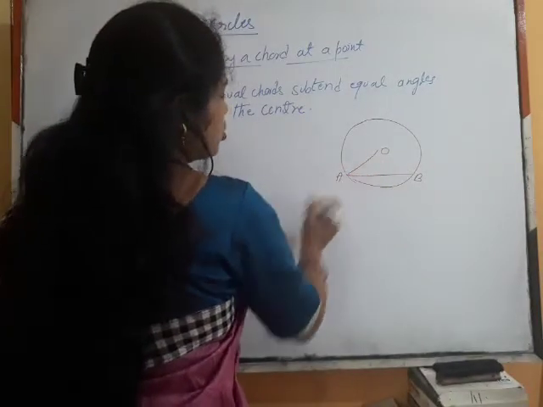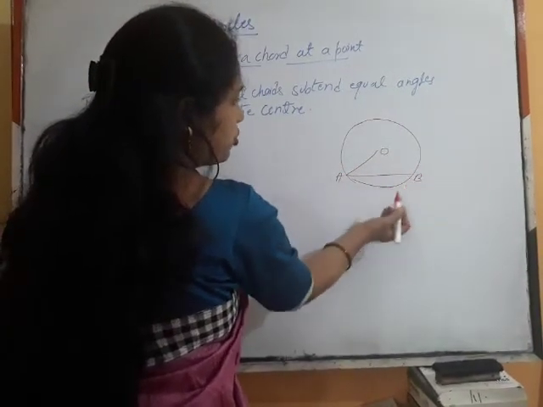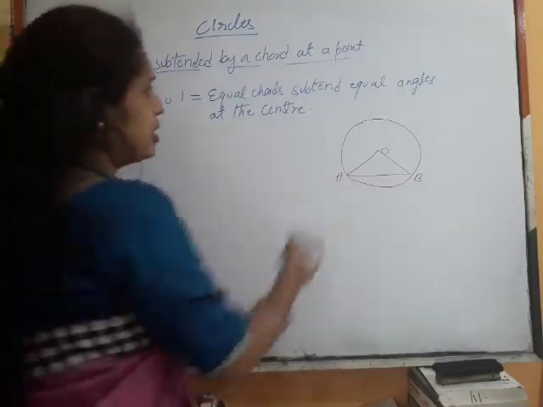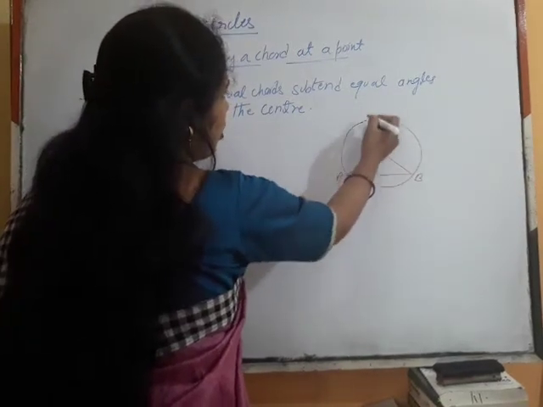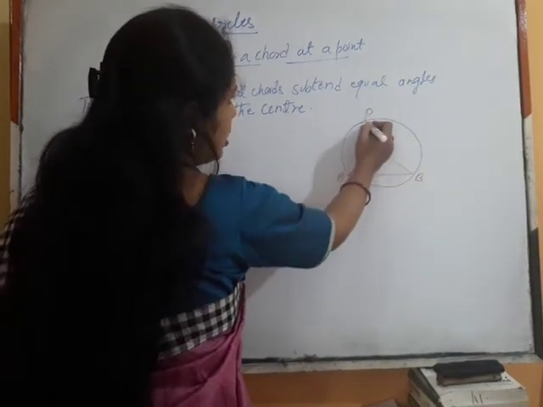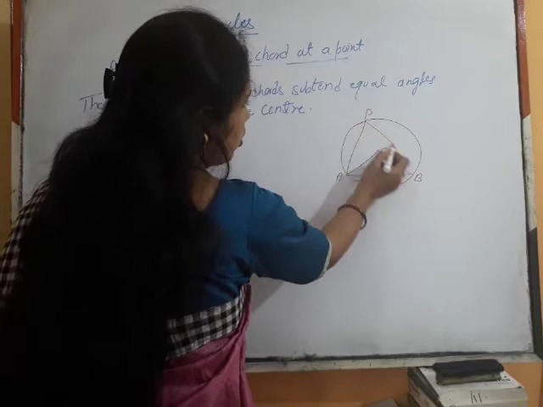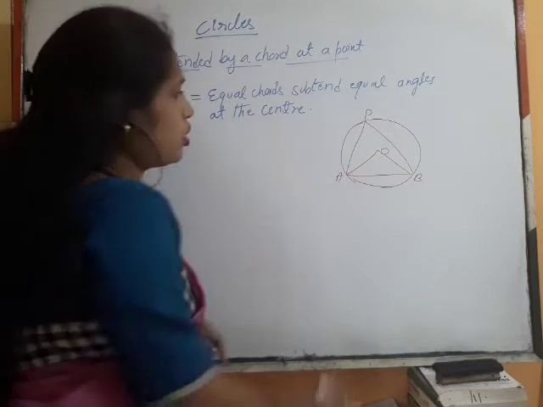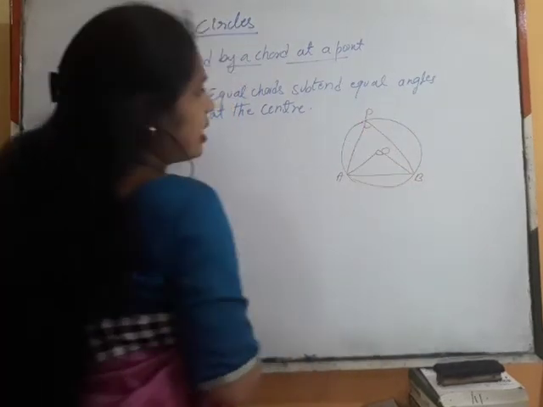So this chord can subtend angle at any point which is on the circle as well as at the center. So how will they subtend? Both the ends should be joined to that point. Here I am taking the point, the center. The point can be on the, suppose this is point P which is on the major segment. So if I join the end points of the chord, the same chord has subtended the angle here also, that is angle P.